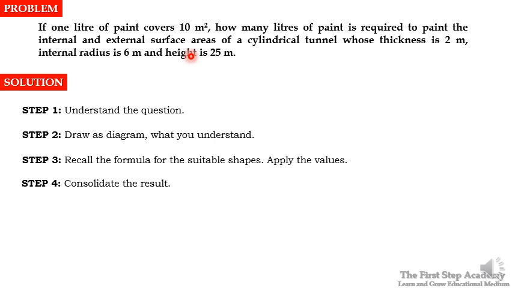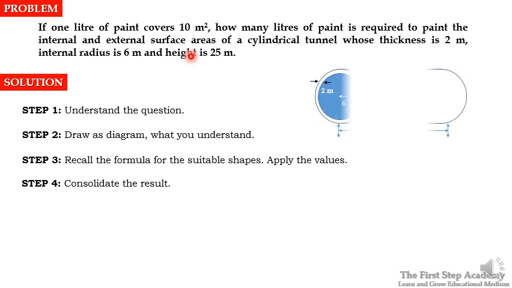They have given a cylindrical tunnel's thickness, internal radius and height, and they are asking us to find the surface area, meaning internal and external surface area. After finding this surface area, we need to find the cost involved to paint it. No, sorry, not exactly a cost, actually how many liters of paint we need to use to paint this cylindrical tunnel. Not a cost, how much paint, how many liters of paint is required. This is the exact question.